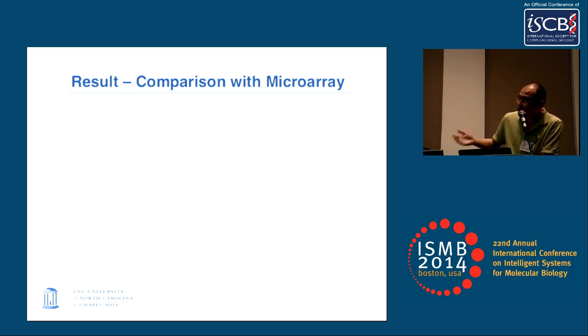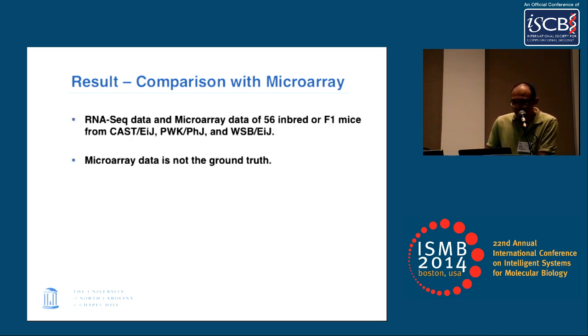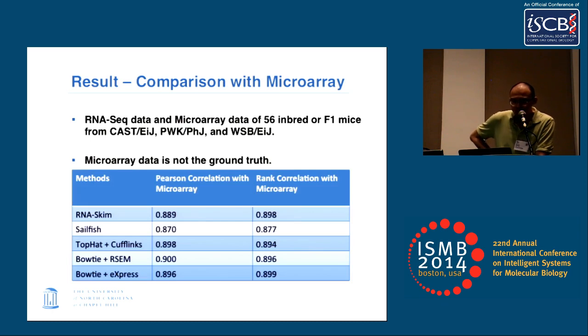So instead of just working on the simulated data, we also tested on real data. For the real data, we collected both RNA-Seq data and microarray data from a population with 54 inbred F1 mice derived from 3 different founders. Here I want to emphasize that microarray data is not ground truth. The trick about this type of experiment is that we don't know the truth on the real data, so we really couldn't do anything more than this. And so here's the result.